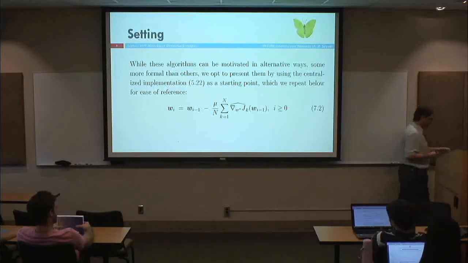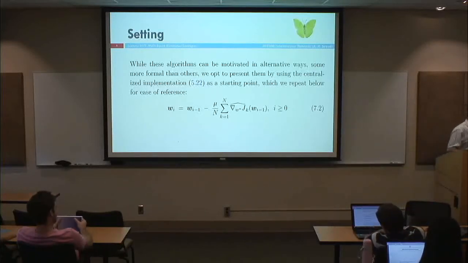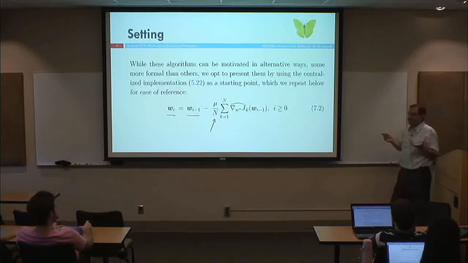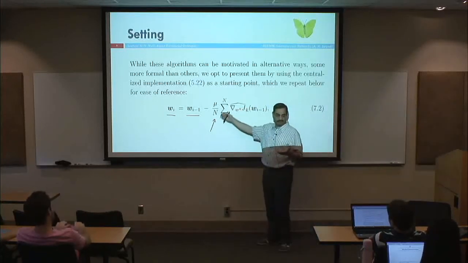Okay, so what do you have here? I have the new estimate, which is the old estimate minus a step size, right? I'm choosing the step size here to be mu divided by N. I'm scaling it by N. I'm free to choose the step size, so I'm just writing it in this form.